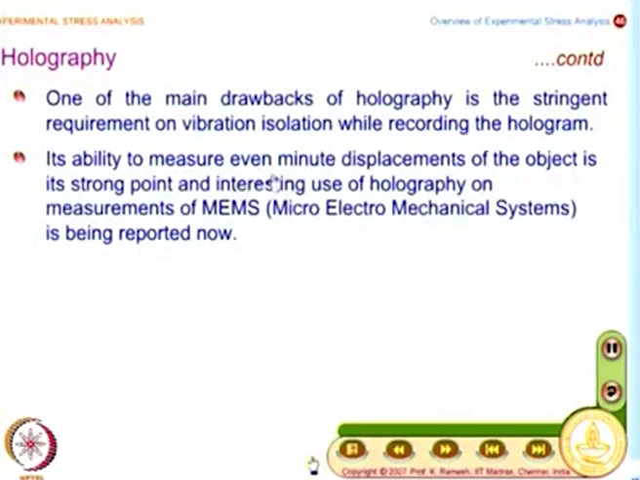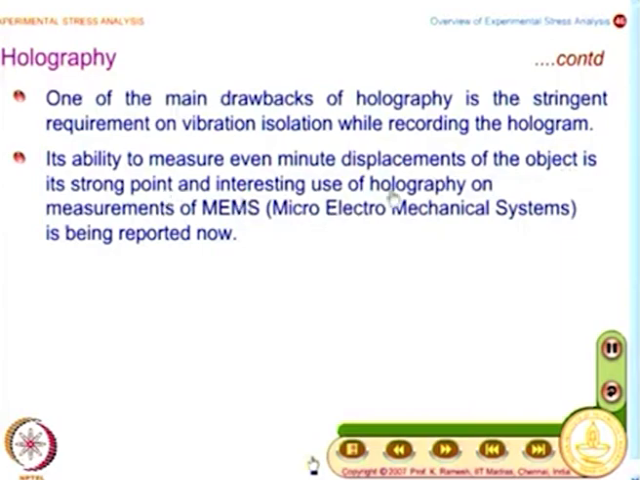If I have a very small component, I can't go and paste a strain gauge. Though a strain gauge gives me 1 micro strain, the strain gauge will go and reinforce the small component. So, I should go for a non-contact measurement. When I have to go for a non-contact measurement, holography is good. So, its ability to measure even minute displacements of the object is its strong point.